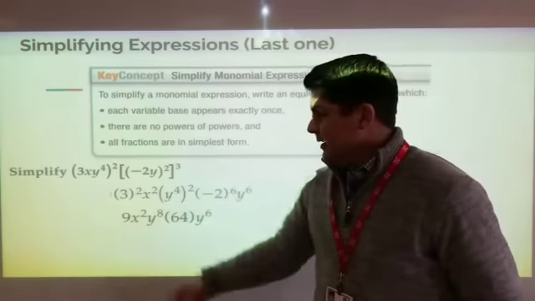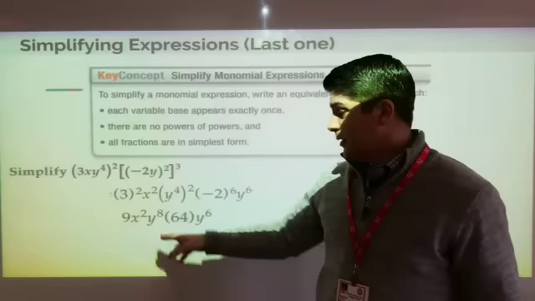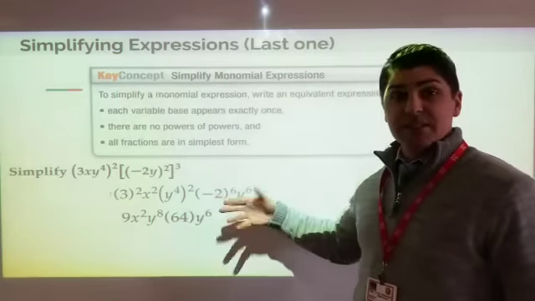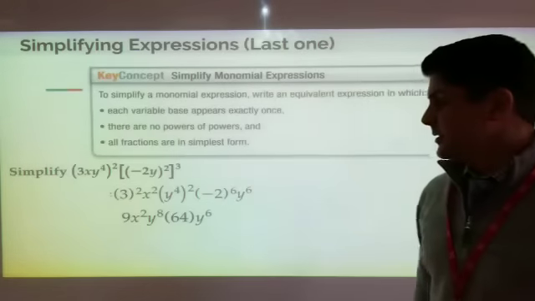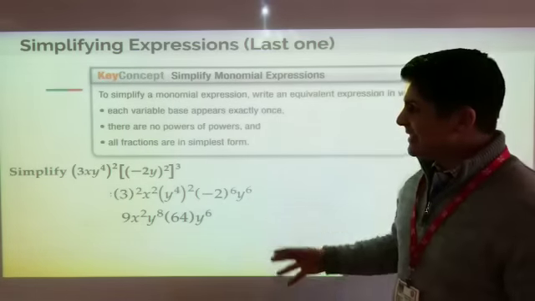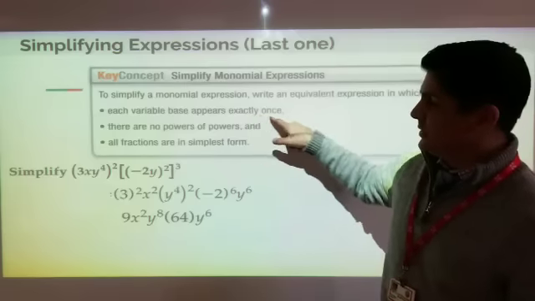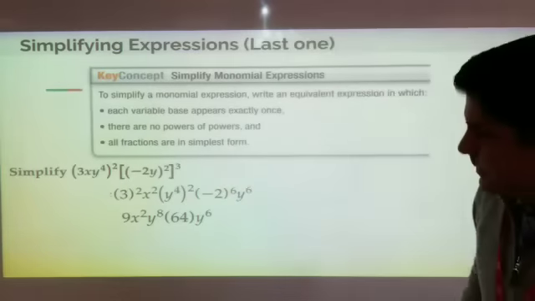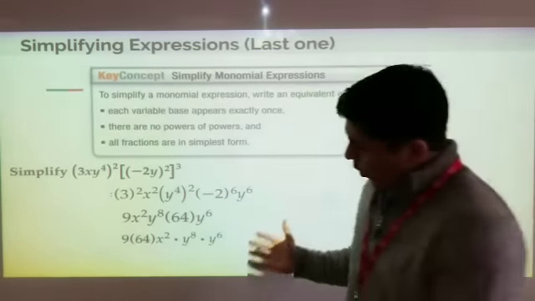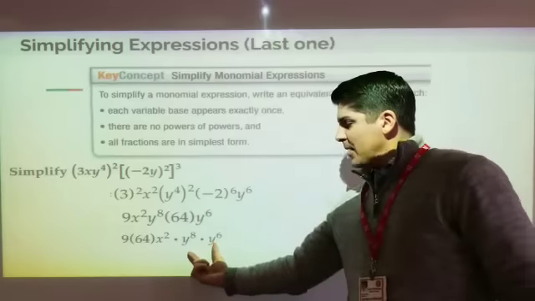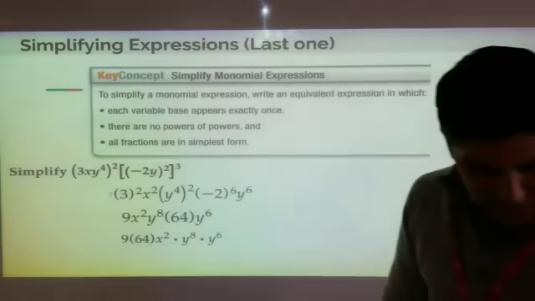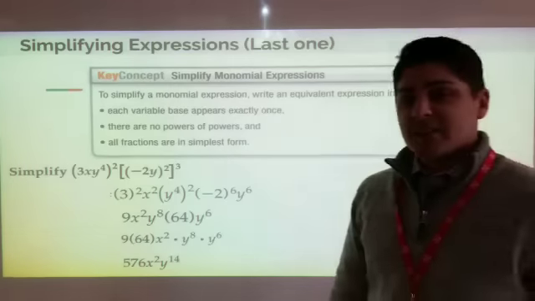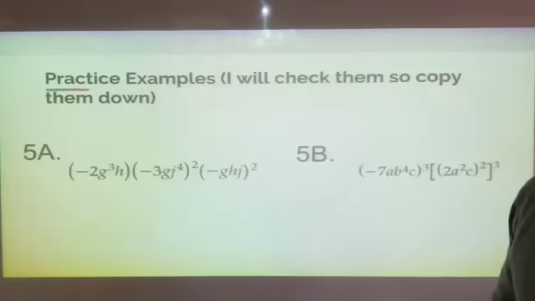3 squared is your 9. X squared is just x squared. There's our y to the 8th. And then negative 2 to the 6th is 64. And then y to the 6th. If you left this, though, we can still simplify exactly once. We have y's here, and we also have numbers we can multiply, too. So multiply, organize everything. All about the base down here. Final answer, 576 x squared y to the 14th.